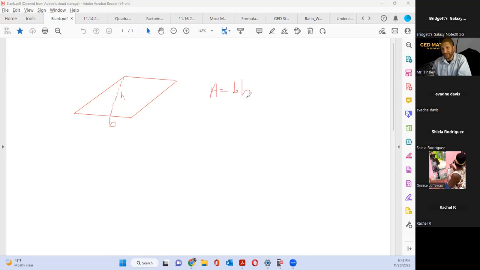Base times height. Stop playing. Oh, hold on, Mr. Tinsley. You're telling me. Now, I'm going to draw one more shape, one more shape that you should be familiar with.